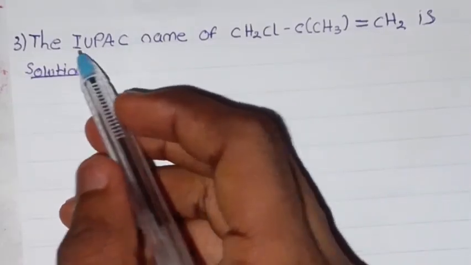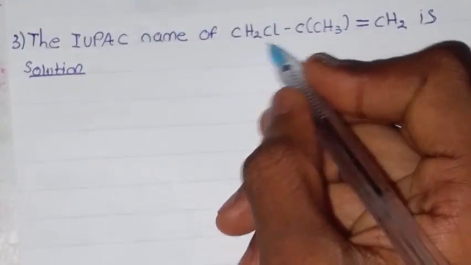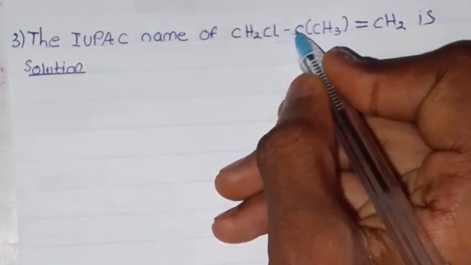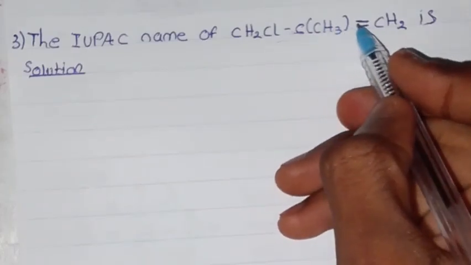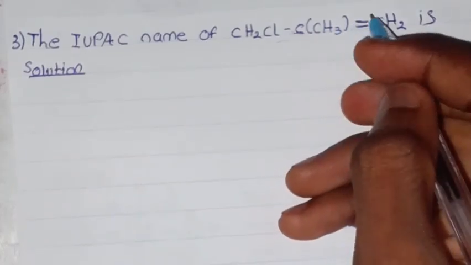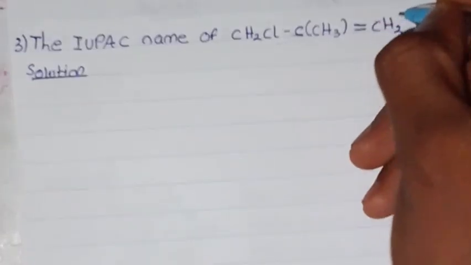And 3, it says the IUPAC name of CH2 attached to Cl, this is a substituent. Then we have carbon, this is second carbon attached to CH3, that's another substituent. Then a double bond, right, and CH2. This double bond actually tells us that this compound is a member of the alkene, right?